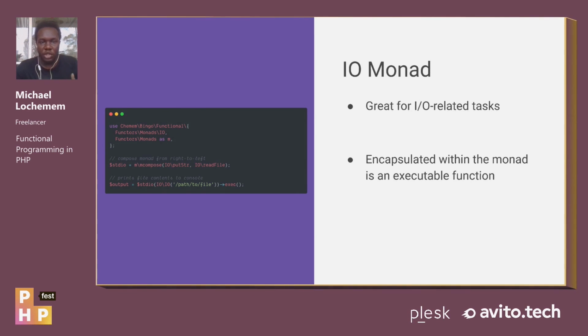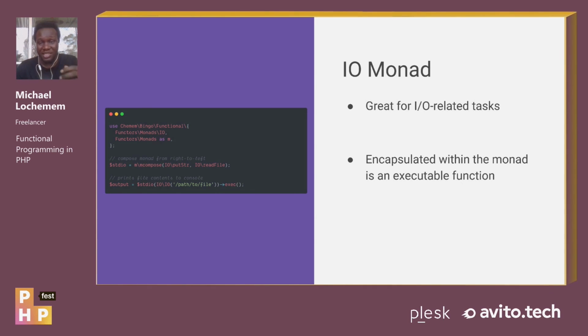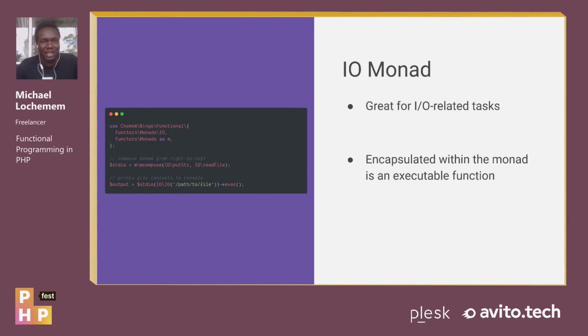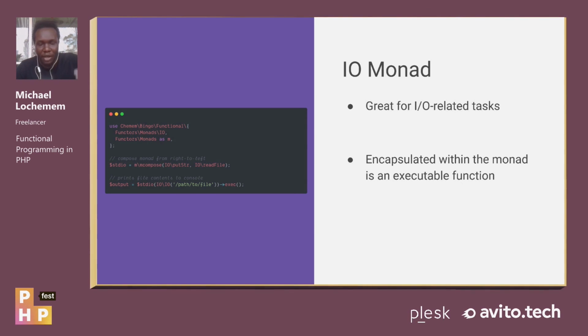And then you have the IO monad, which is great for IO-related tasks. So always encapsulated inside the monad is an executable function. Executable functions, like I said, can be impure. Rather, they could be affected by side causes and could create side effects. Now the beauty of the IO monad is you wrap all of that inside of an object, inside of an algebraic data type. So that's the utility of the IO monad. In this case, this is a very simple console example that allows you to print the contents of a file to the console, right?